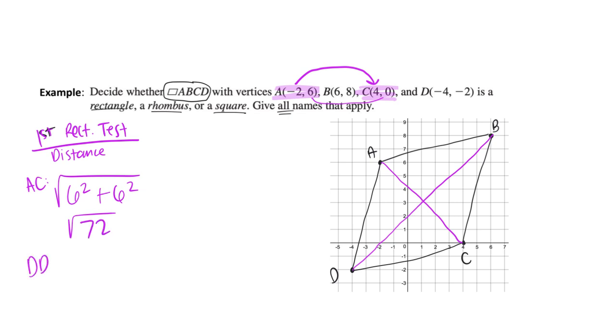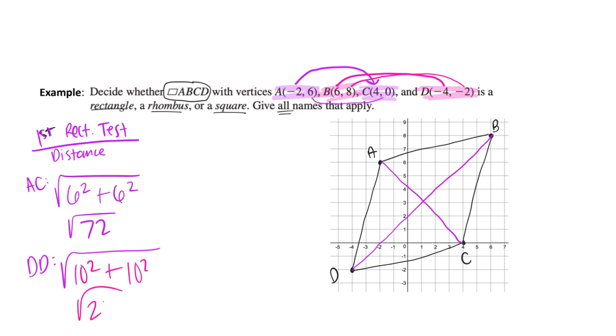Okay, now let's do DB. Same process here. So I'm just going to calculate those distances. So to get from D to B, let's see, the difference between 6 and negative 4, that's 10. So 10 squared plus, and then from 8 to negative 2, that's also 10. So that would be the square root of 200. So they're definitely not the same, right? So that means that this is not a rectangle. So now we are going to do the rhombus test.